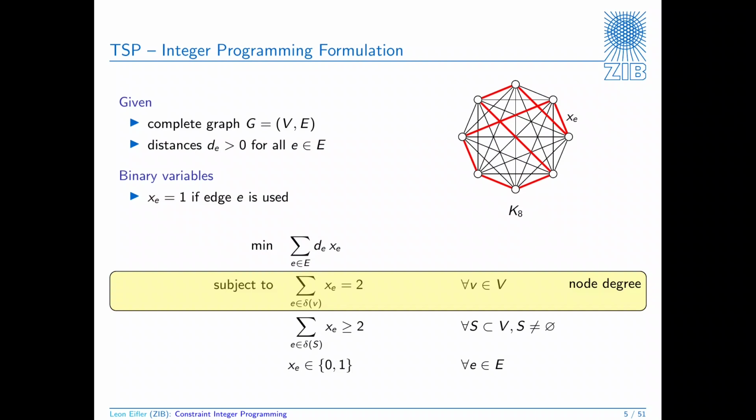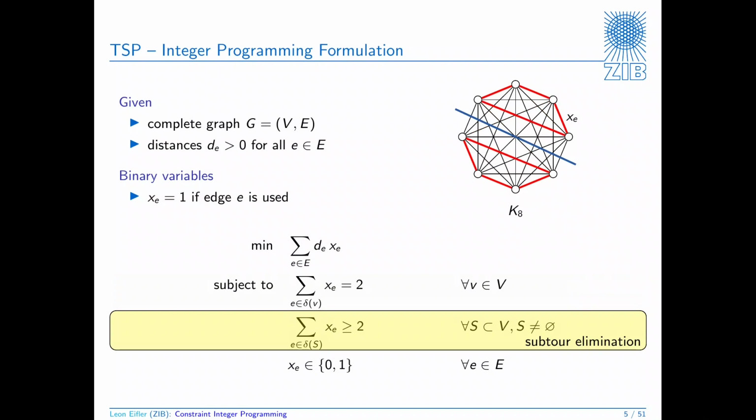But this alone is not enough to guarantee that you actually get a real tour, because the following can happen. You can get disjoint subtours. And to exclude these, you can introduce subtour elimination constraints. And the meaning here is, no matter which cut you take through the graph, you always need at least 2 edges in the tour traversing that cut. And this eliminates all subtours. The problem here is, of course, that there are exponentially many of these subtour elimination constraints, because you get one for each subset of the node set. And then the objective is, of course, to minimize the distance.